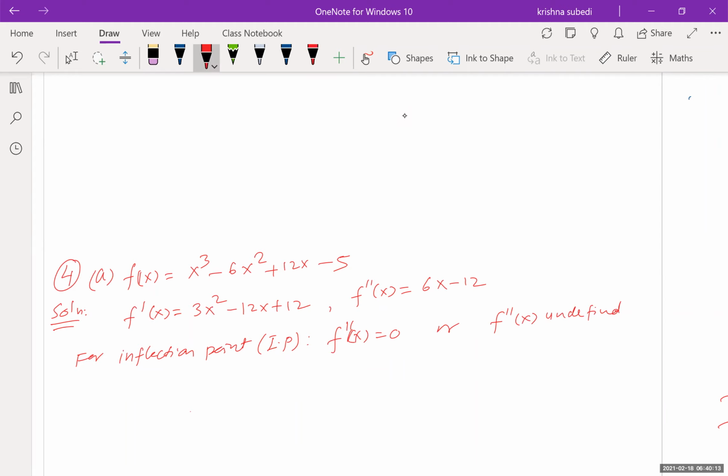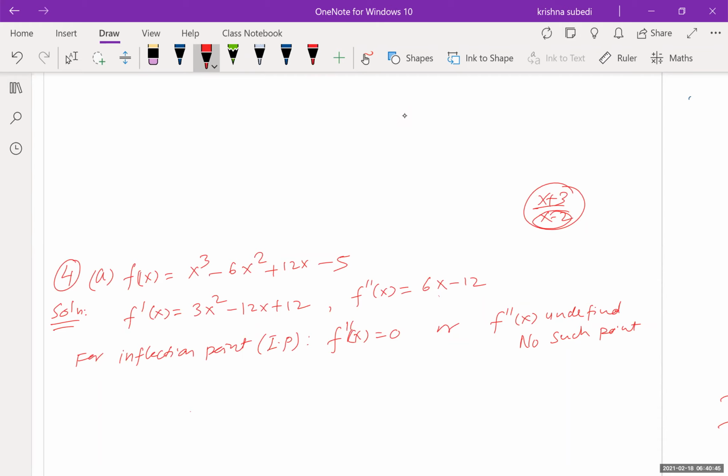And you see the second derivative is 6x minus 12. It is not a rational function. Therefore, there is no way that you can make this function undefined, because for undefined, it has to be something like, if we have this kind of function, then in order to make this undefined, the denominator must be 0. But in this case, there is no way that you can make the denominator 0. Therefore, no such point. The second derivative is never going to be undefined.